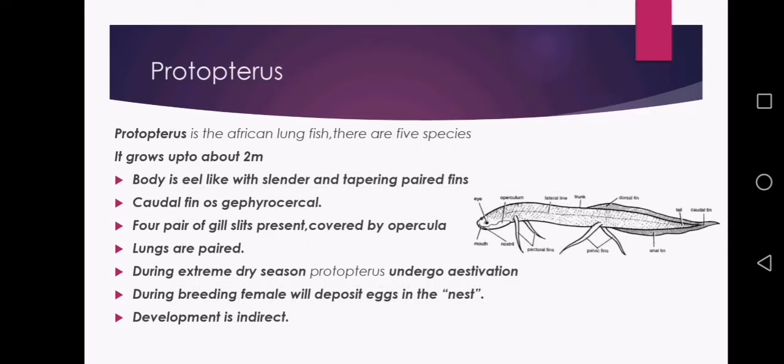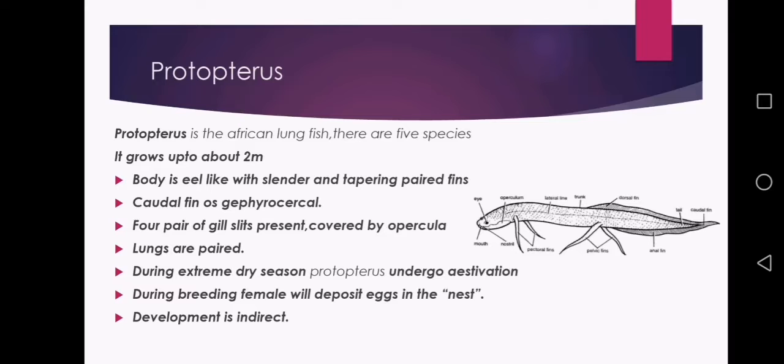Now moving to the examples. Firstly, Protopterus. Protopterus is an African lungfish, a native of Africa. There are 5 species which inhabit the marshes and swampy areas. Protopterus grows up to about 2 meters.